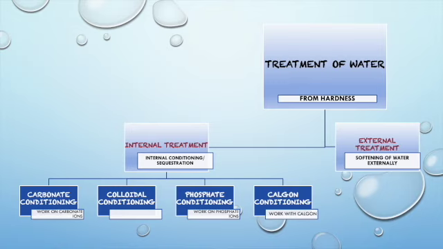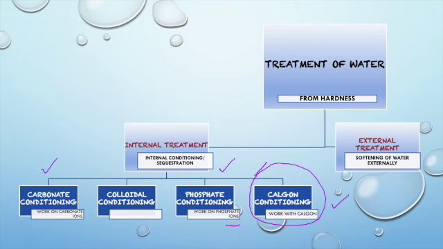In today's video, we will learn about another type of internal treatment method, and that is the Calgon conditioning. We have discussed carbonate conditioning, in which carbonate ions were used. We have also talked about phosphate conditioning, in which we took the help of phosphate ions to prevent the formation of scale. Today we will learn about Calgon conditioning, in which we will take the help of a substance which is commercially called Calgon.